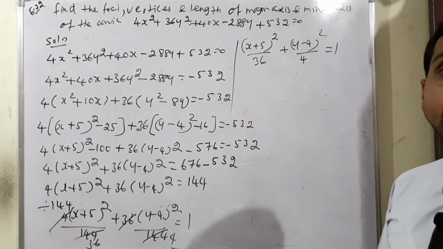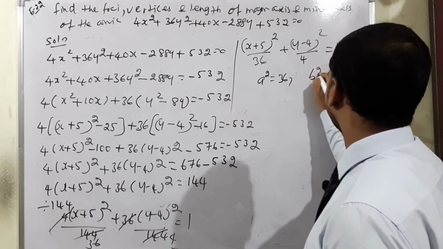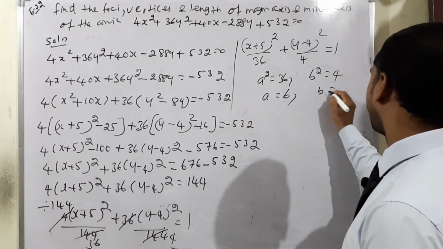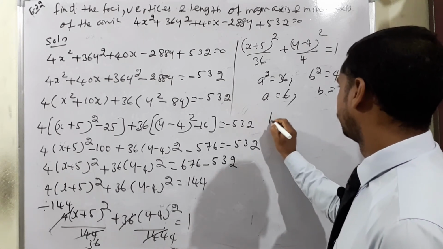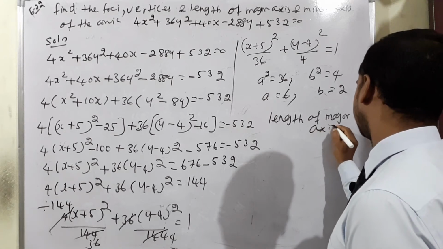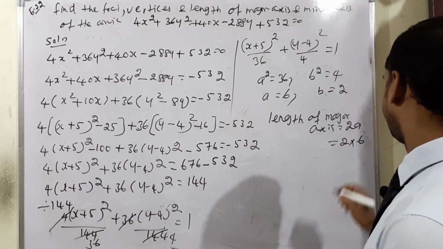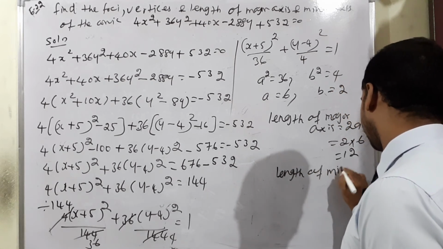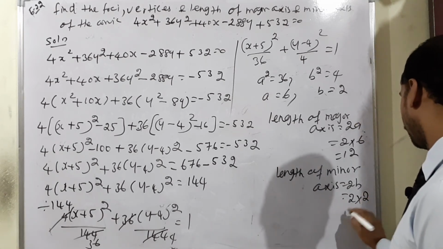What is the general form? x²/a² + y²/b² = 1. Therefore a² = 36 and b² = 4, so a = 6 and b = 2. The length of the major axis is 2a, which is 2 times 6, so 12. The length of the minor axis is 2b, which is 2 times 2, so 4.